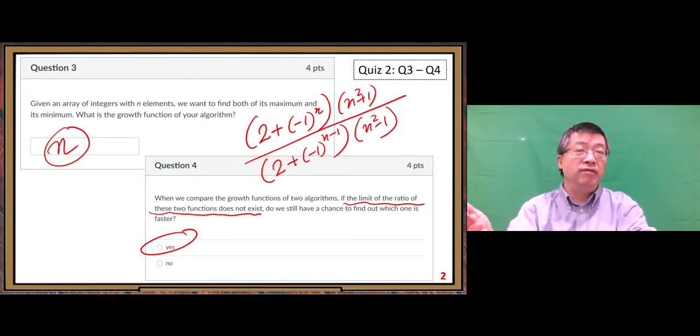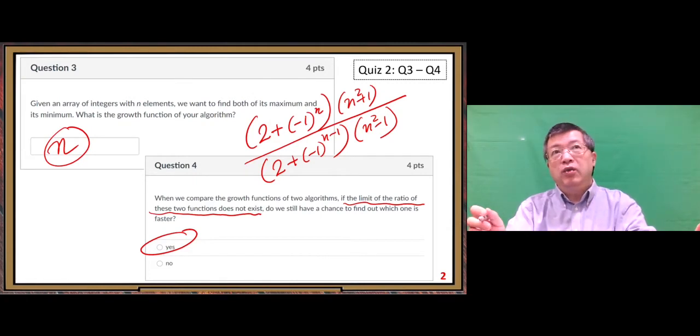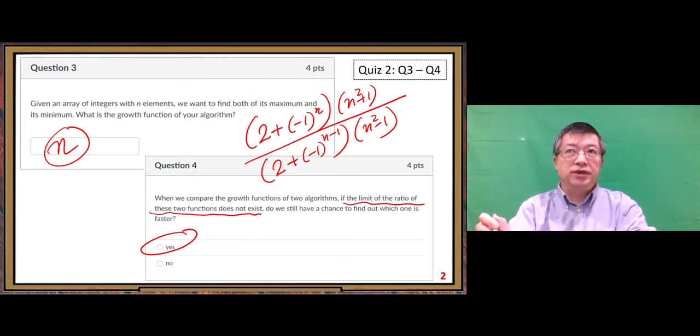Here, the same. We use inequalities. So we can still find which one is faster, which one is slower. In this case, same growth function. After we remove the constant part and minor term, both are n squared. All right.